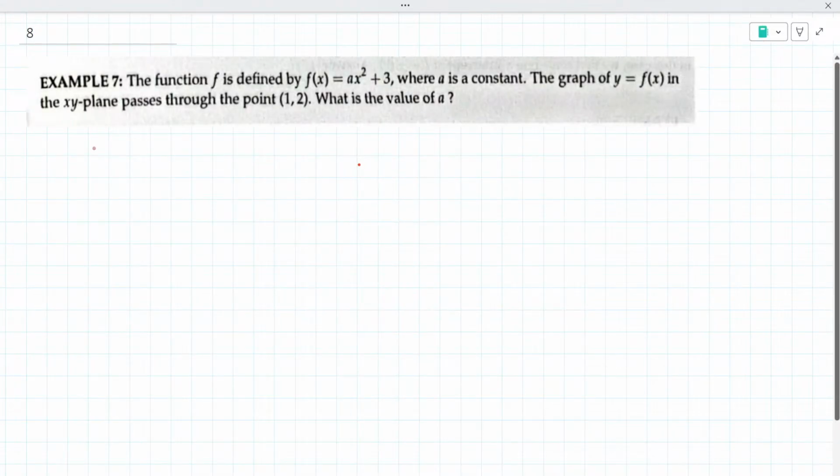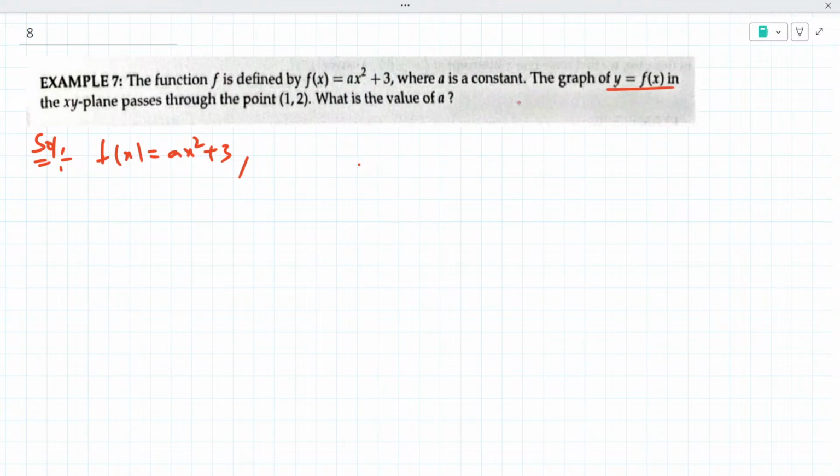Let's go for example 7. The function f is defined by f of x equals ax square plus 3, and the graph of y equals f of x in the xy plane passes through the point 1, 2. What is the value of a?